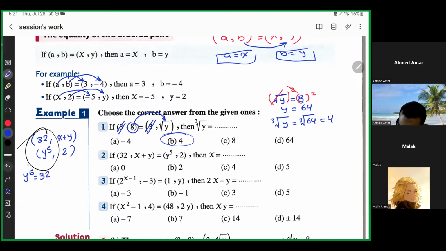32 equals y power 5, correct? And also x plus y equals what? From here, can you get the value of the y?